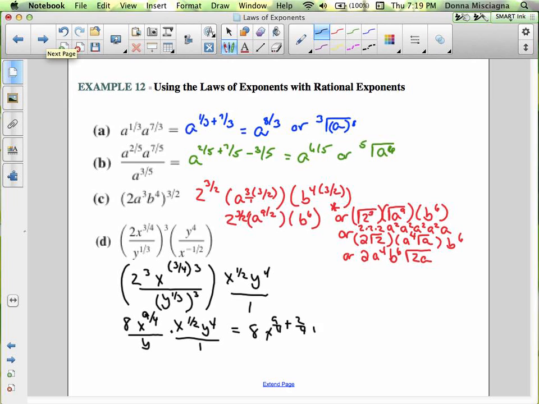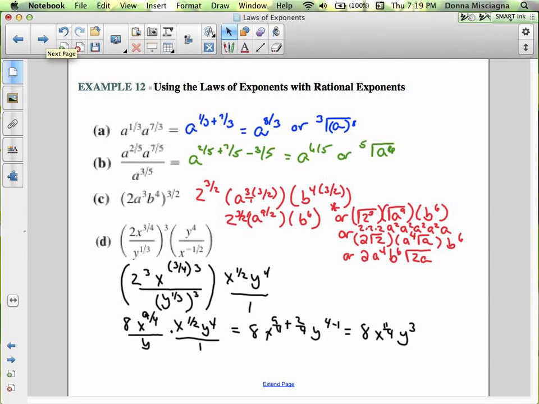times, if we're dividing y to the 4th by y, because 1's in the numerator, 1's in the denominator, that's the same as y to the 4 minus 1 power. So we're just going to simplify this. This is going to be 8 times x to the 9/4 plus 2/4 is 11/4, and y cubed. And we're going to leave it like that. We're not going to rewrite it or simplify it.